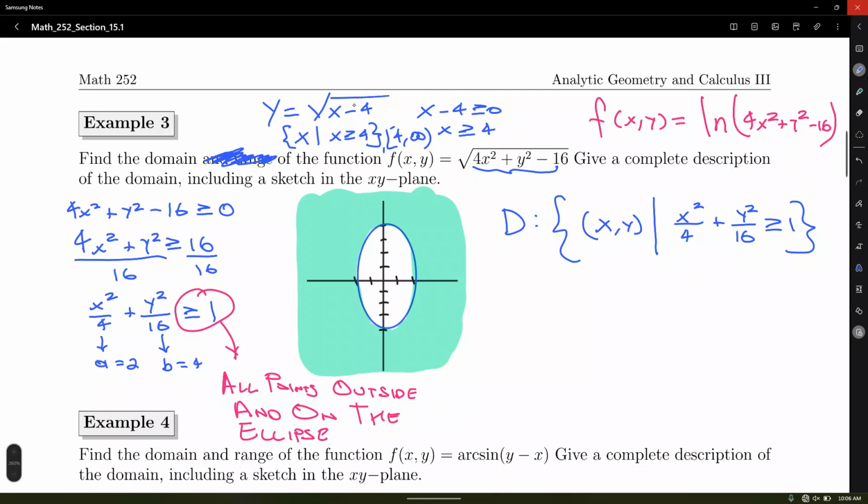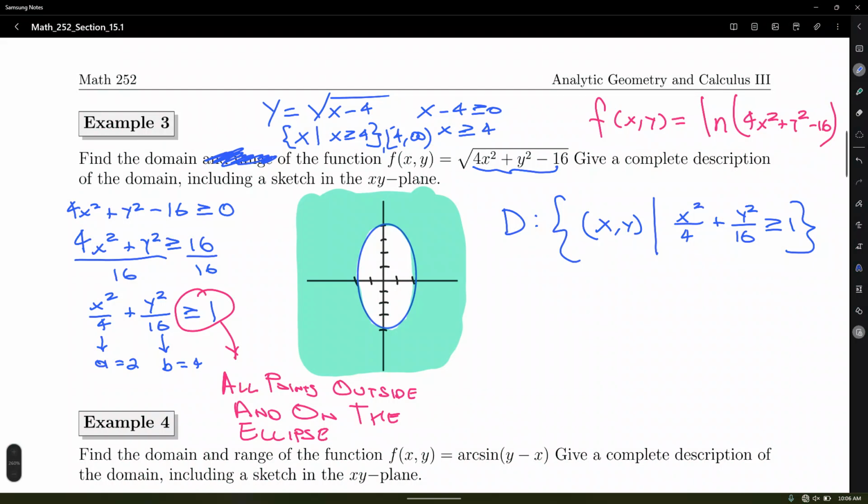Here, the domain of this radical function is all the real values x such that they are greater than or equal to 4. And in this case, since we're considering two variables at the same time, it's all the ordered pairs that are essentially outside and on the ellipse. And that's how we express this.